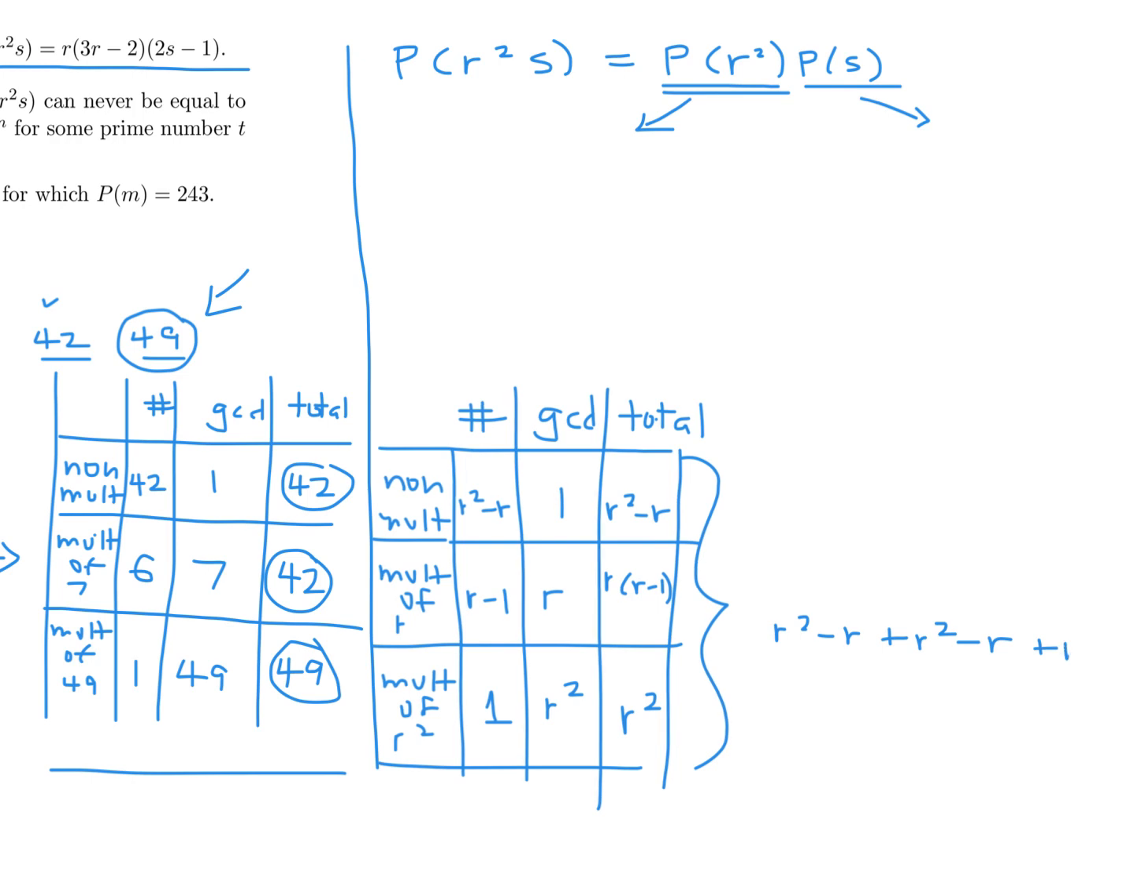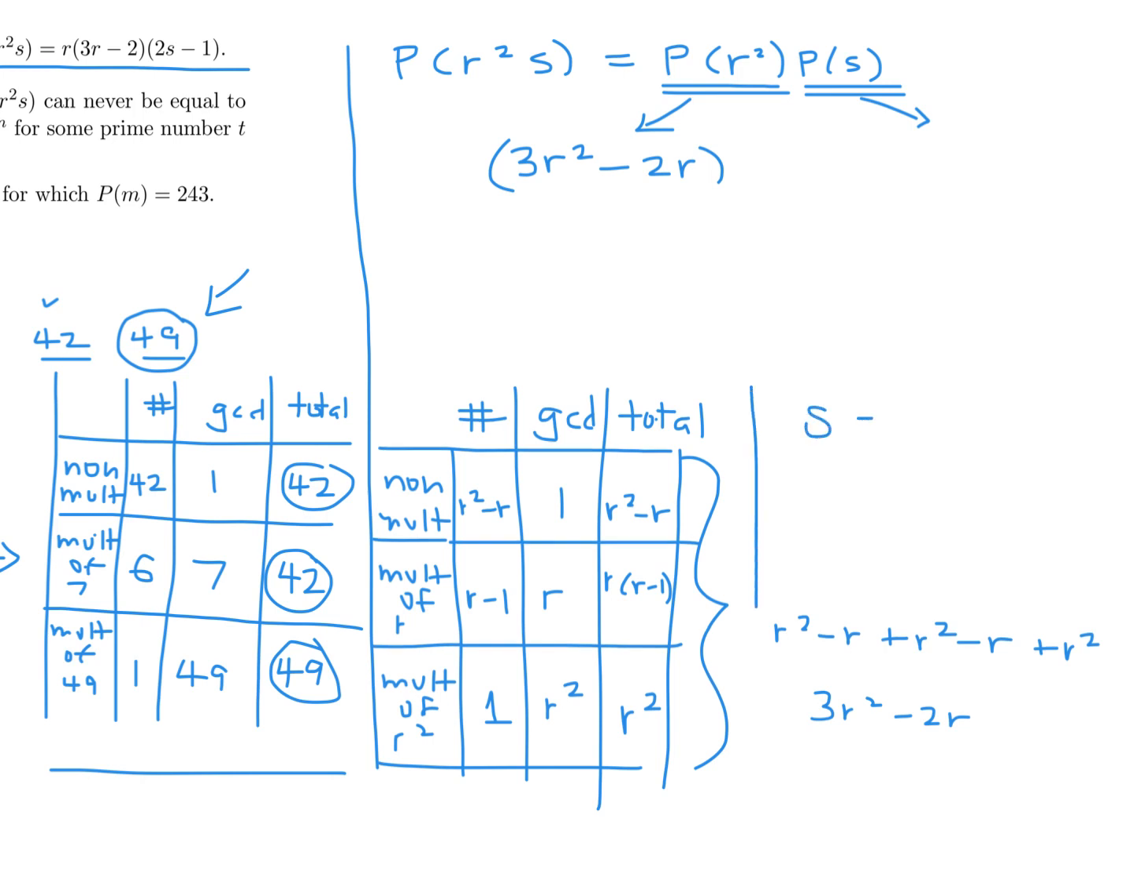Plus R squared, correct? So that's 3R squared minus 2R. Yeah, so okay, this guy is 3R squared minus 2R. Okay, we got that. Now let's concentrate on PS. And PS, we didn't actually do that yet, so do you want me to do it as a number? Sure, what the heck.